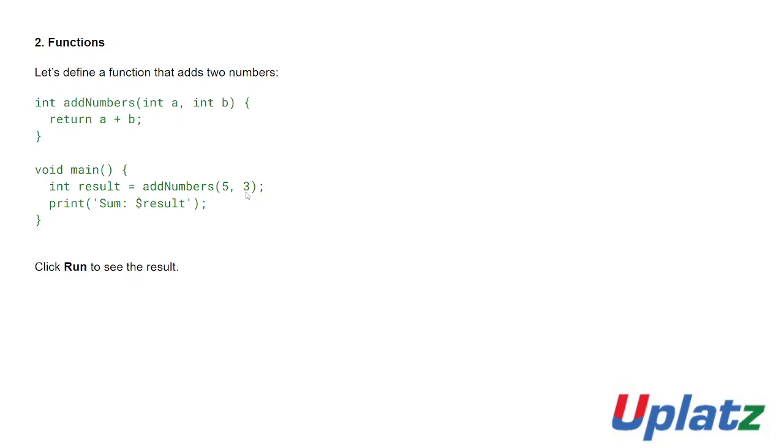We shall discuss functions again. Please don't worry. 5, 3, and it returns 8. So print, it will print sum colon dollar result. Click run and see the result.